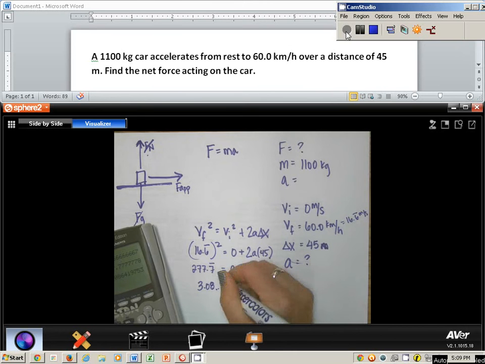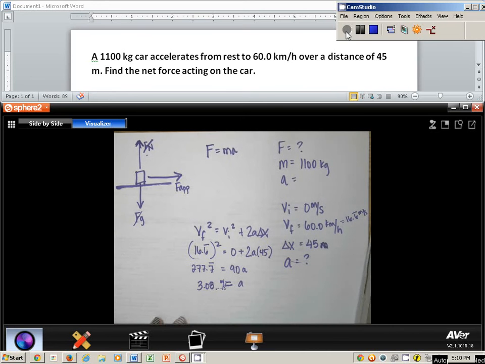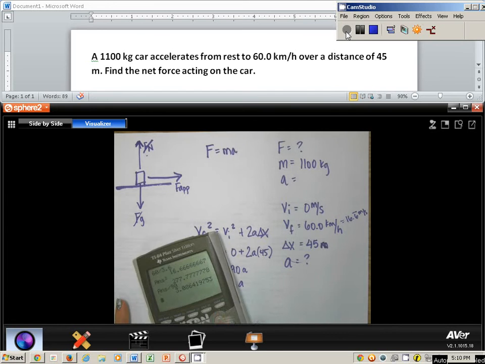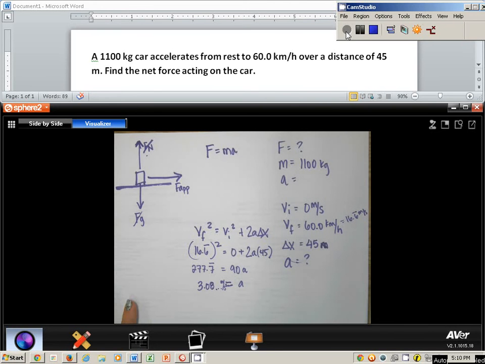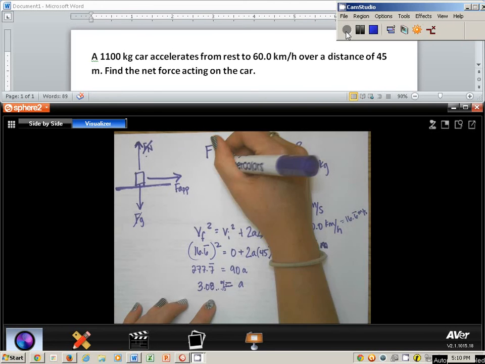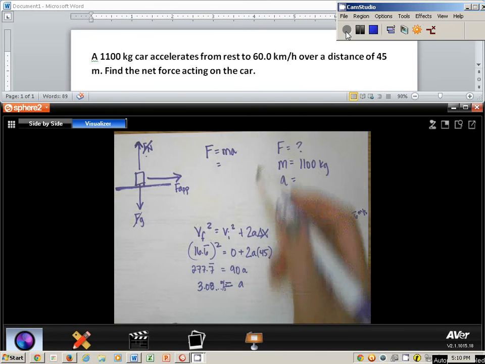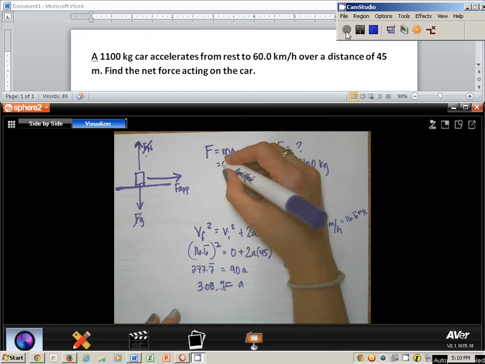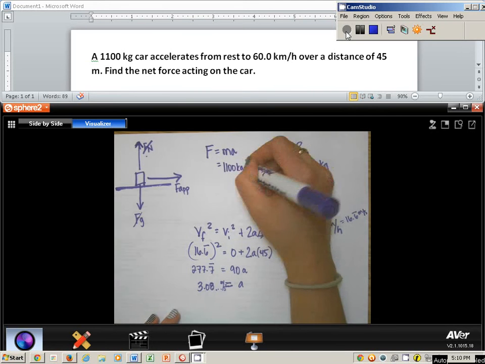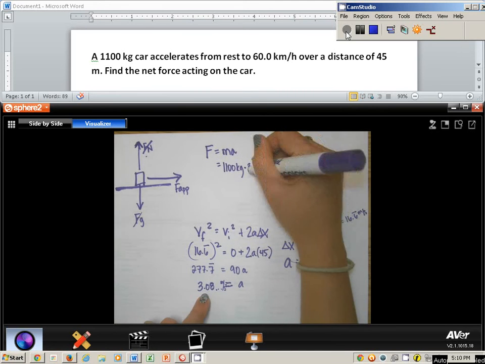Now, if you're in my class, you know that we try to keep all of those numbers. I'm just not going to clear it out of my calculator yet. I'm just going to leave it there. That's going to go up here into my F is equal to ma problem. I now have acceleration. I now have mass. I'm ready to find force. My mass is 1,100 kilograms times this A number I just did, 3.08 meters per second squared.